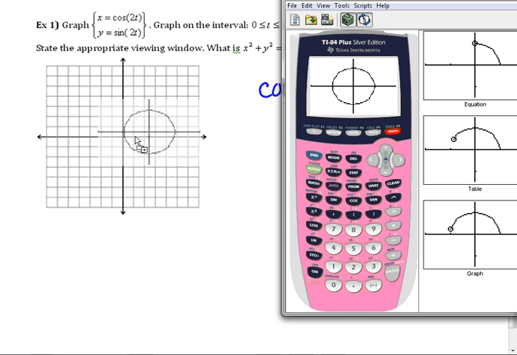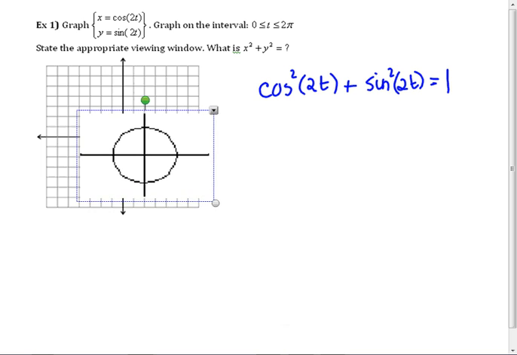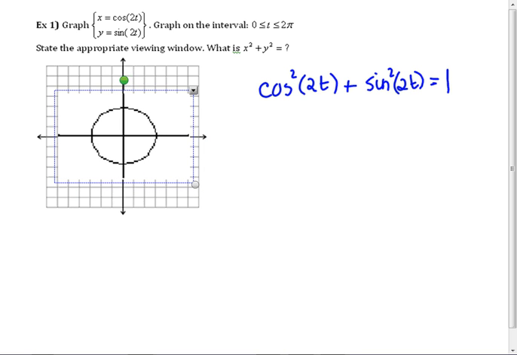So it goes counterclockwise. What do you think would happen if I switched x and y? What direction do you think it would go in? If you make y equal to the cosine and x equal to the sine, it should go clockwise. Try your calculator for a while, too.